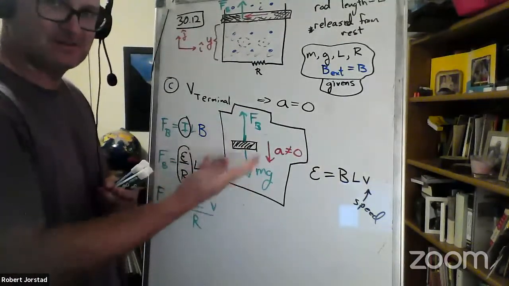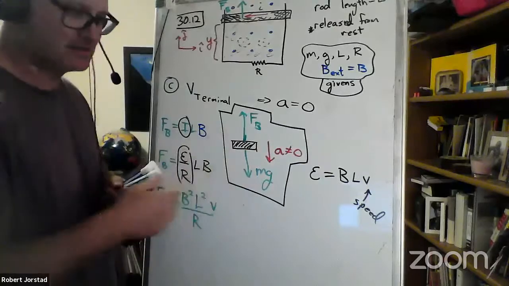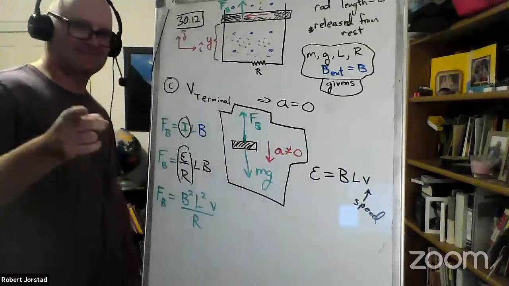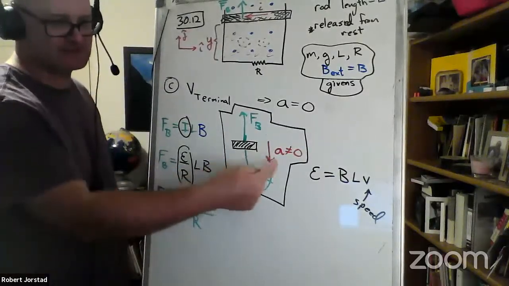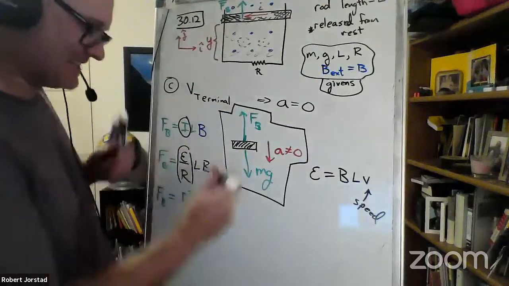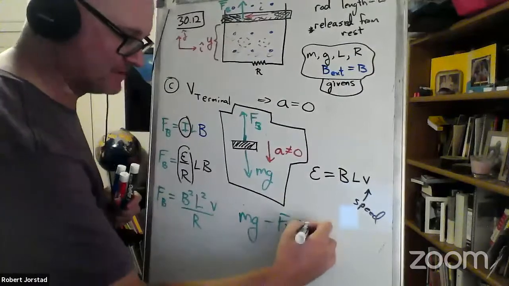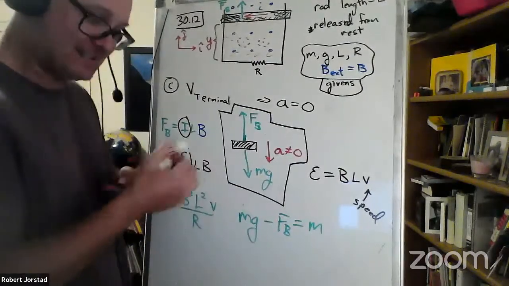What do you do with a free body diagram? Always? Summation of forces. Yeah, you could do the magnetic force minus the force of gravity equals mass times acceleration. Nope. Which two should have the same sign? Oh, yeah. My bad. Same sign. mg minus force B equals mass times acceleration, right?